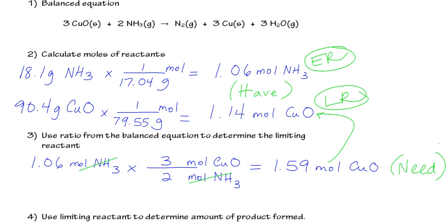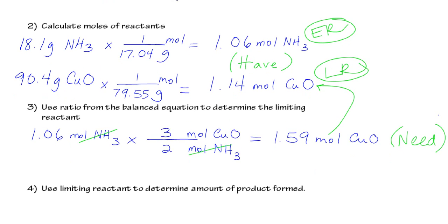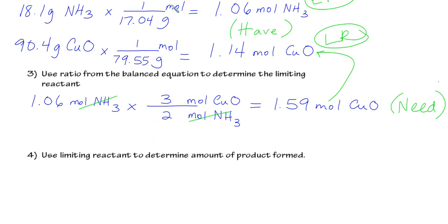So I'm going to go from copper oxide to nitrogen. I think that's what we're looking for. Yep. Okay, so I need to remember that ratio. 3 to 1. Now, you can take a little shortcut here.